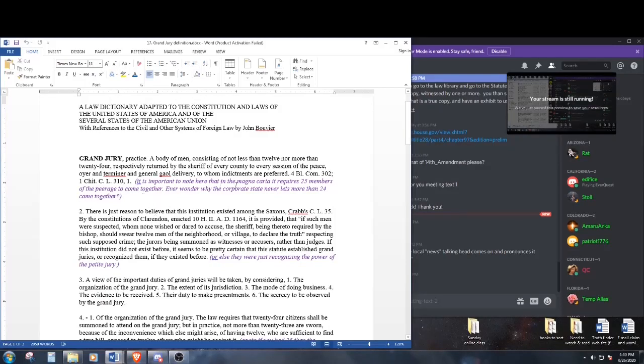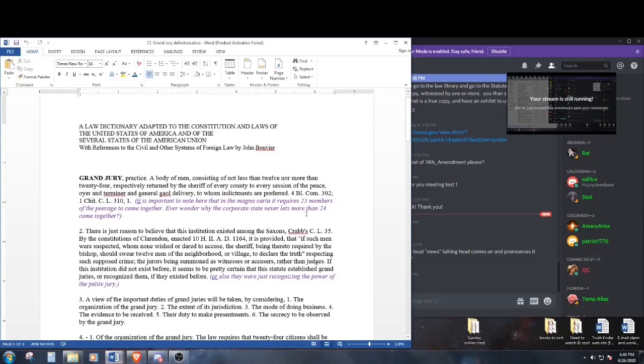It is important to note here that in the Magna Carta, it requires 25 members of the peerage to come together. Ever wonder why the corporate state never lets more than 24 people in one place? That's because if you had a proper grand jury of 25, you would be able to do whatever you needed to do. Now, I don't really think that if you formed a grand jury of less than 25, they would dare to say, well, you don't have 25. But at the same time, it's just better to do it properly and get it done right.